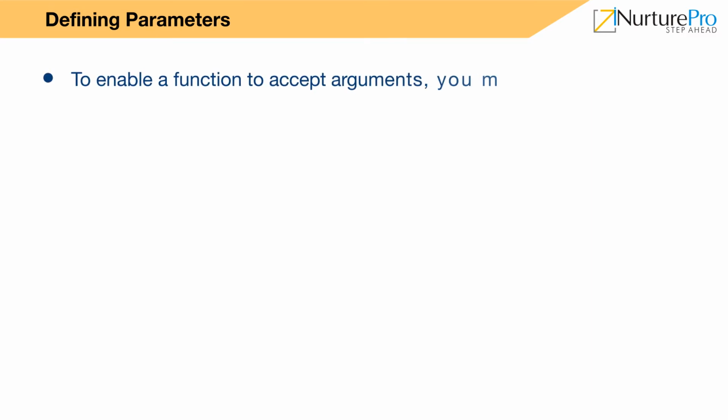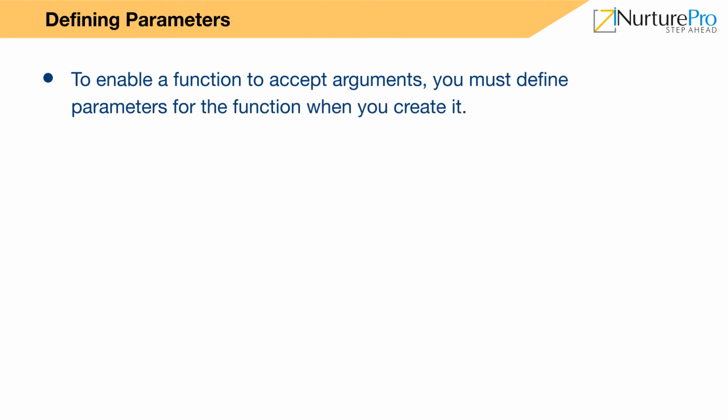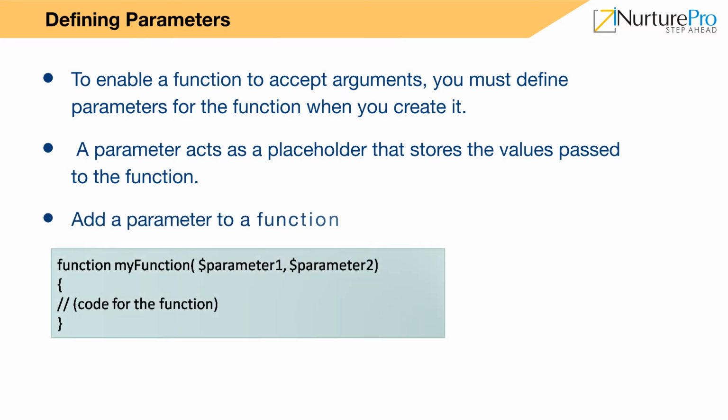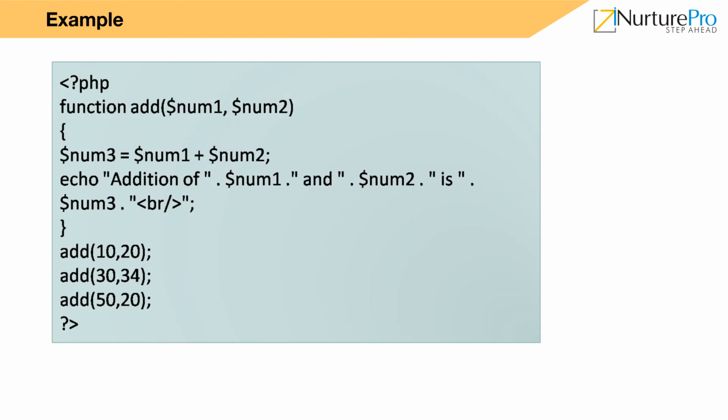To enable a function to accept arguments, you must define parameters for the function when you create it. A parameter acts as a placeholder that stores the value passed to the function. To add parameters to a function, simply add one or more variables within the parentheses as shown. You can add any number of parameter variables to a function in PHP, and for every parameter, you must specify a corresponding argument in the same order while calling that function. The arguments that you pass are then added to these parameters.